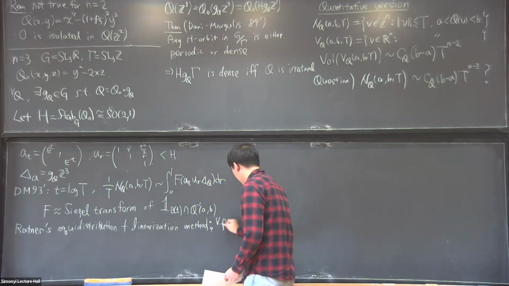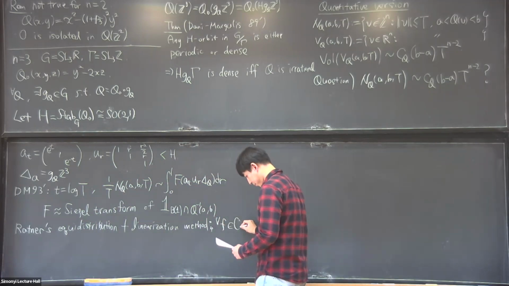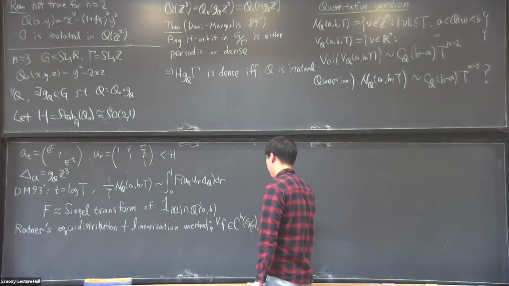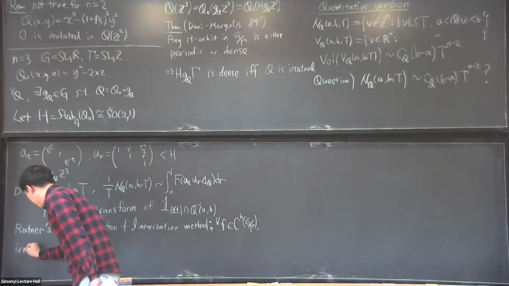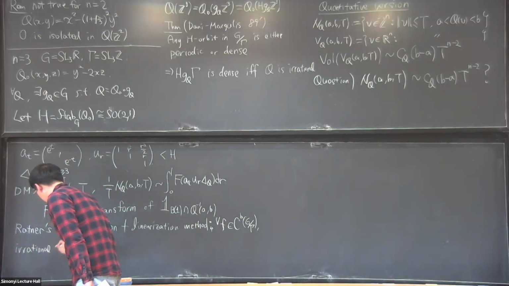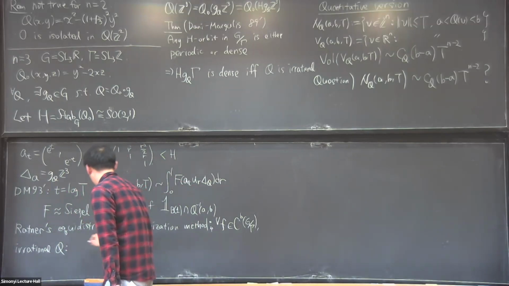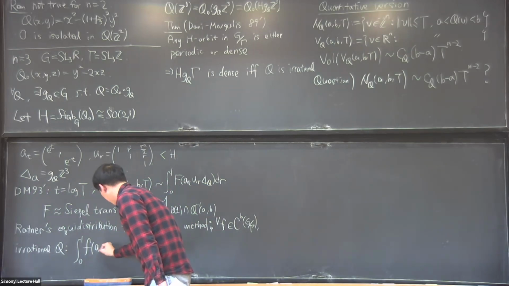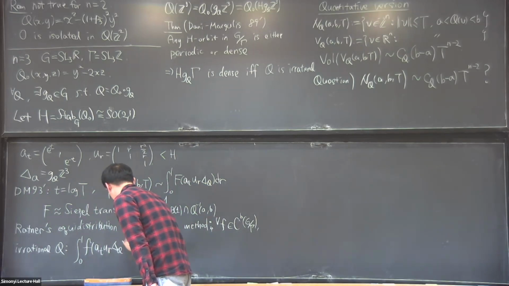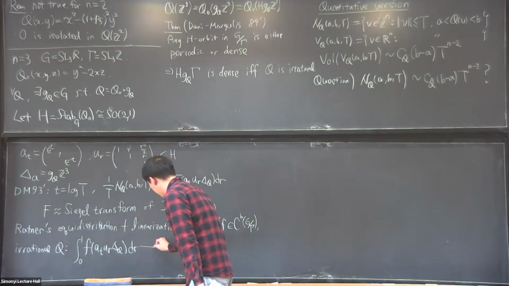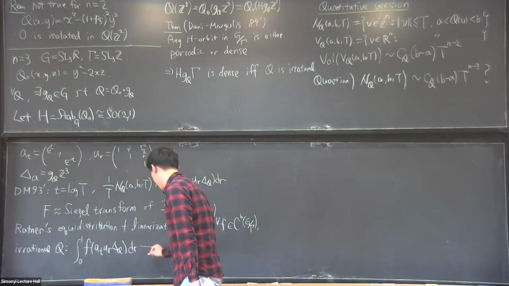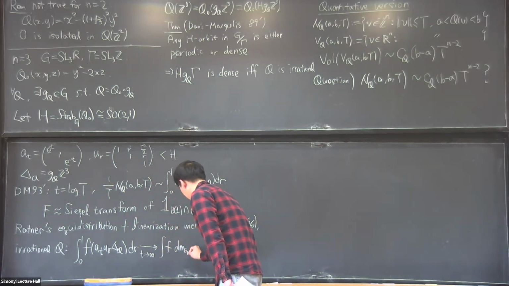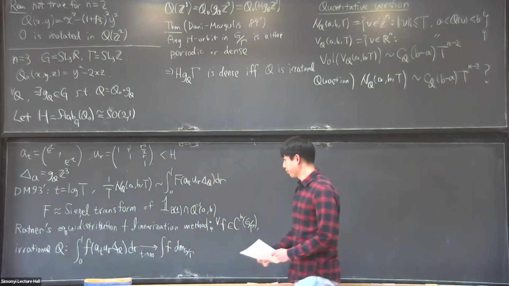If we take any bounded continuous function and any irrational quadratic form Q, then the corresponding orbit integral converges to its average over the whole space.